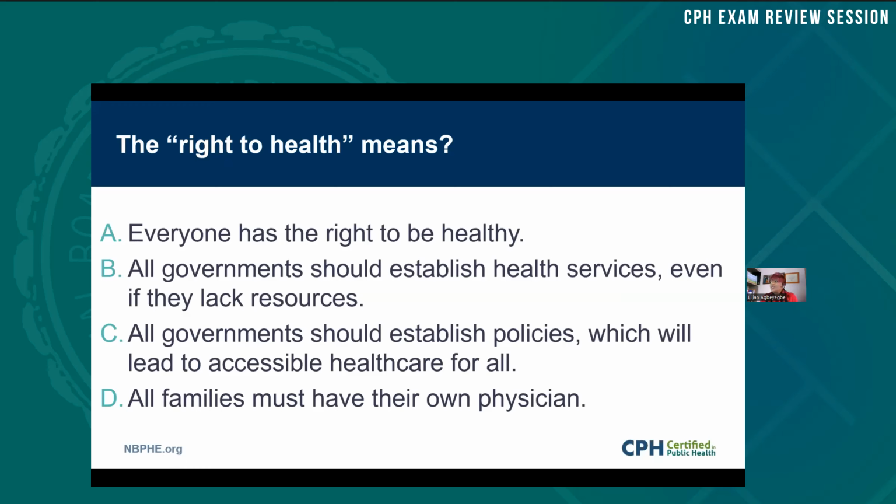So as much as we will say that government should establish this even if it lacks resources, it's really that it should look at accessibility, healthcare for all. That's the responsibility of government. So it's not that everybody must have a physician. It's that government has a responsibility to make sure that you're passing policies that are putting everybody within reach of healthcare. So that's a C for that one.